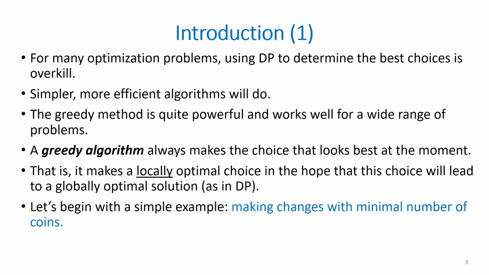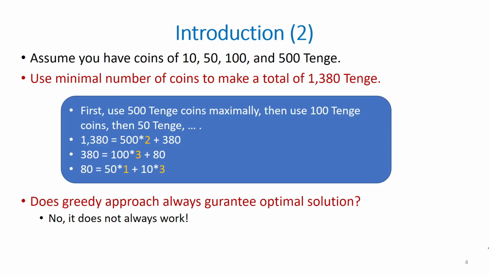To see what I mean, let's look at the very simple example of making change using the minimum number of coins. Let us assume that we have four types of coins: 10, 50, 100, and 500 tenge. We want to use the minimum number of coins that would sum up to 1,380 tenge. The strategy that first comes to mind is to start with the highest valued coins, that is, use as many 500 tenge coins as possible.